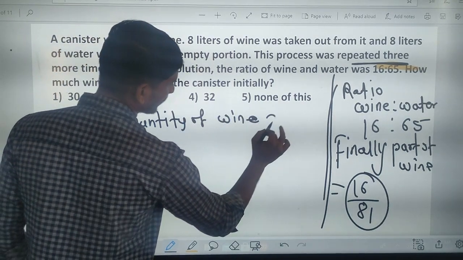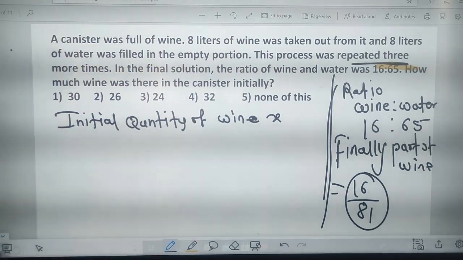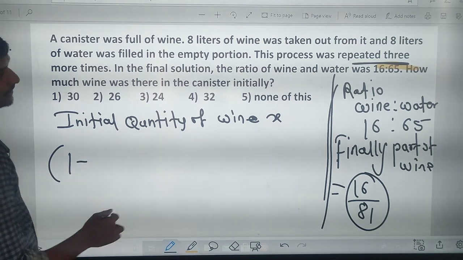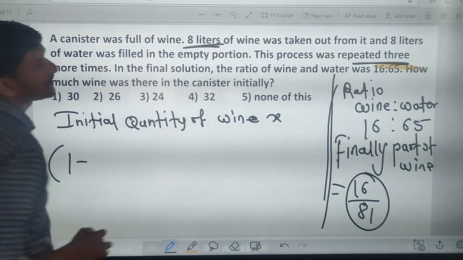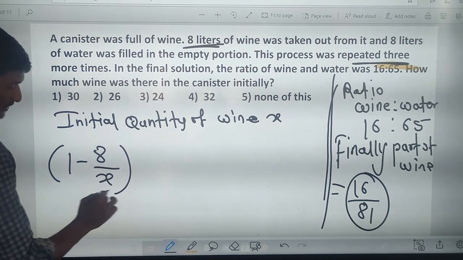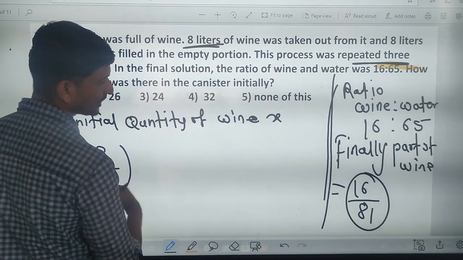Initial quantity of wine is x liter. Now we write 1 minus 8 liter of wine drawn, divided by x. Total quantity of wine is the initial quantity of wine.